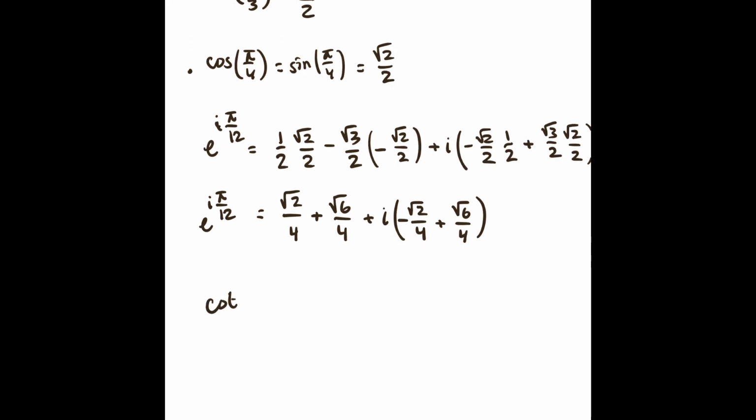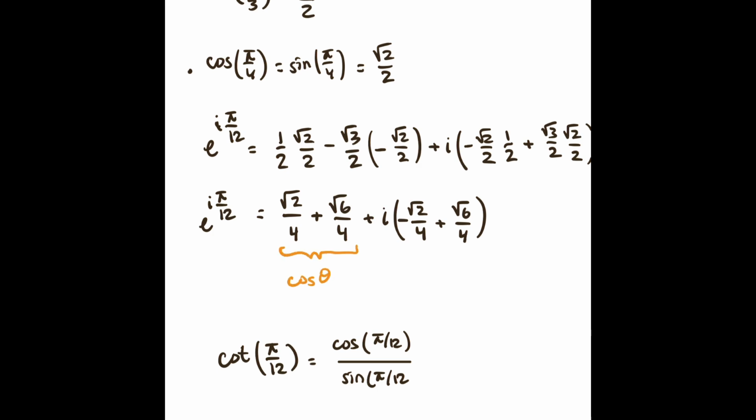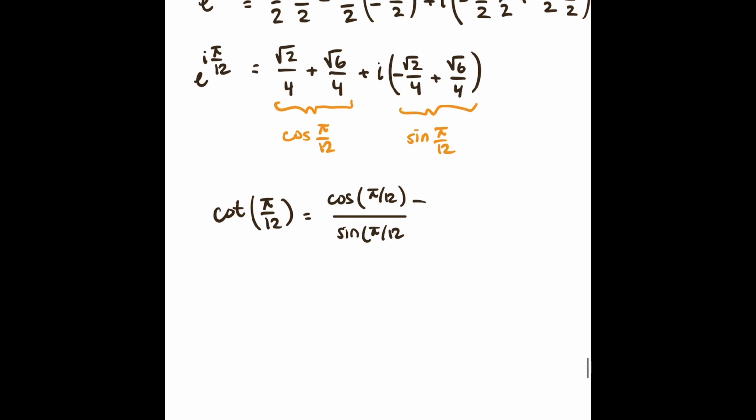Now remember that we're trying to solve for cotangent of pi over 12. Remember that cotangent of theta is cosine theta divided by sine of theta. So cotangent of pi over 12 is going to be the cosine of pi over 12 divided by the sine of pi over 12. But remember from Euler's formula, this quantity here is just the cosine of pi over 12 in this case, and this quantity in parentheses is the sine of pi over 12. So we already know these two values.